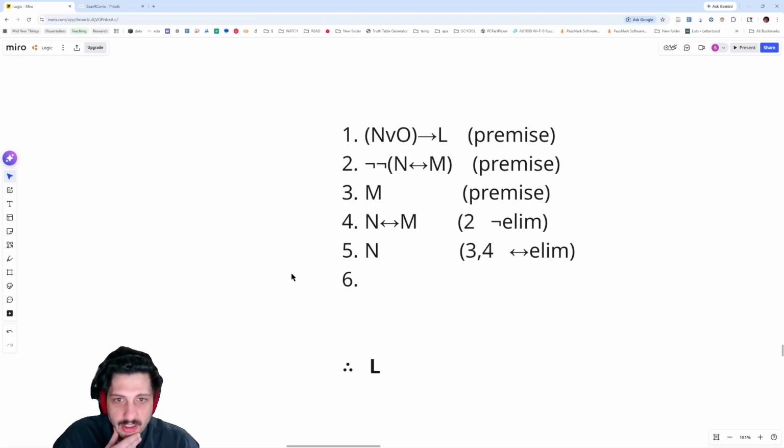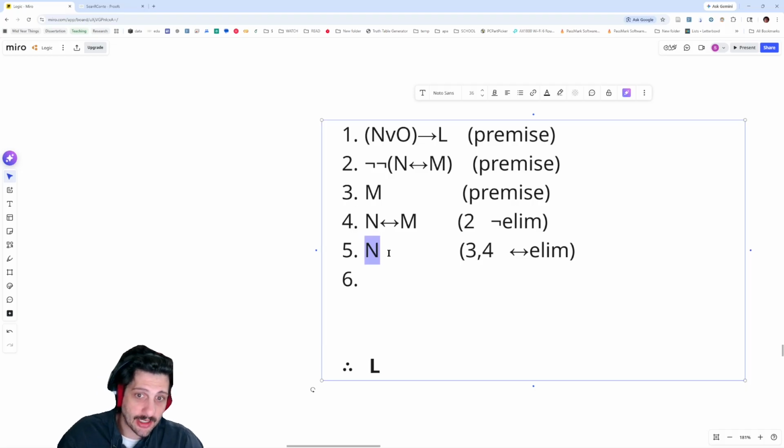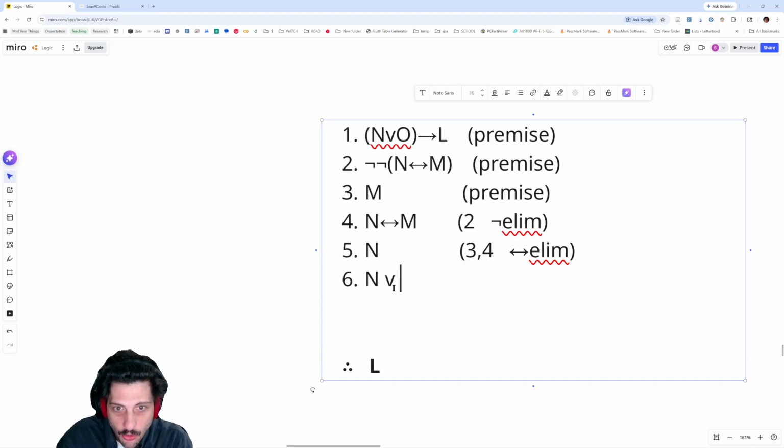Now, notice what can I do here? I want to be thinking ahead to do a conditional elimination, right? If I did a conditional elimination, well, the result of that would be L. That's my goal. So I need to somehow get N or O on its own, right? And some of you might have already been thinking ahead about how you might do this. That's why we were after getting N in the first place, because now I can just say N or O.